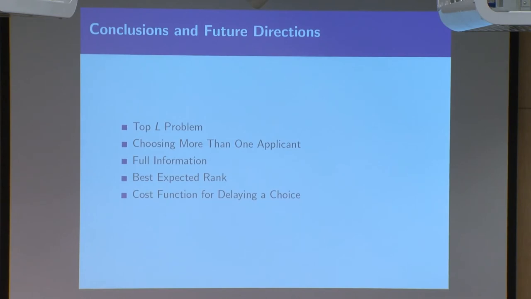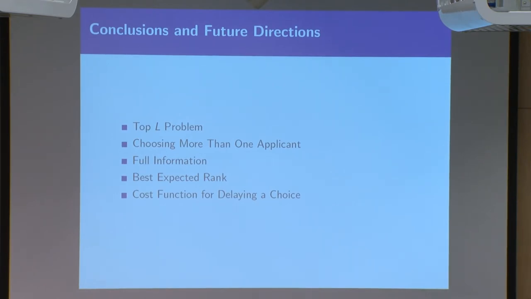So future directions for the sliding window secretary problem to make it more applicable to daily life would be to consider a top L problem, where the interviewer wins if he chooses one of the top L applicants. And this is very easily extendable from the top two case. We just add L thresholds instead of two thresholds. We can also consider the case where the interviewer can choose more than one applicant when he's trying to find the best applicant overall. And that is also an extension where you add an additional sum for the second choice or the third choice and so on.